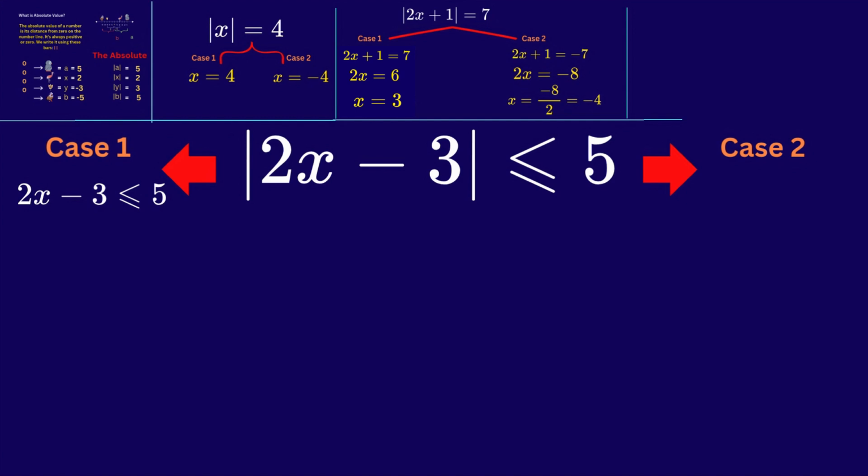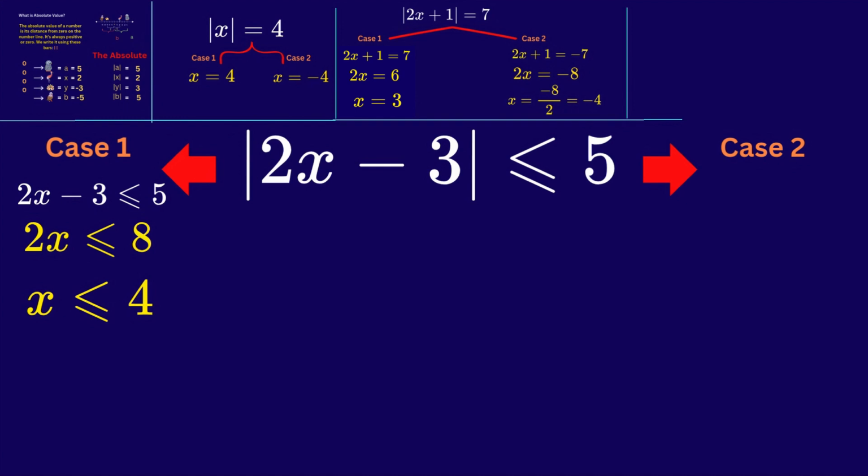Case 1, we will have 2x minus 3 less than or equal to 5. Let's solve case 1 first. Bring 3 to the other side, then you're going to have 5 plus 3. It will become 2x less than or equal to 8. Next, bring 2 to the other side by division, and x will become less than or equal to 4. So this is the first hint that we have. x is in a range less than or equal to 4.